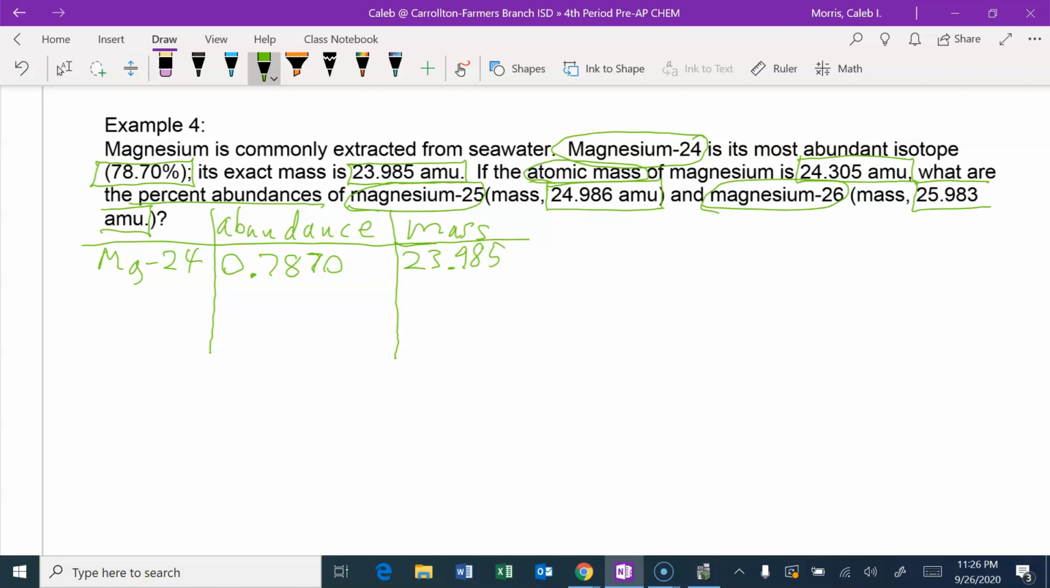Okay, the next thing that we see is, well, we've got our atomic mass. We'll come back to that. Then we have magnesium 25. It has a mass of 24.986.